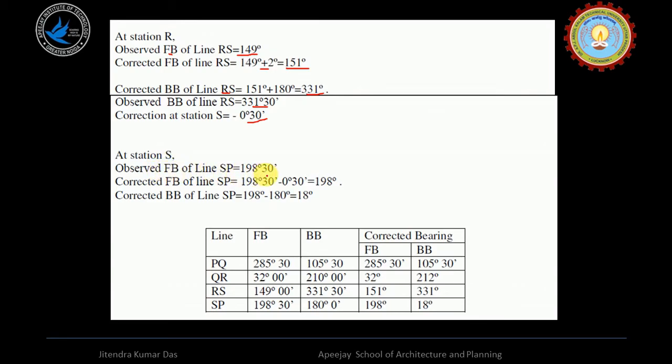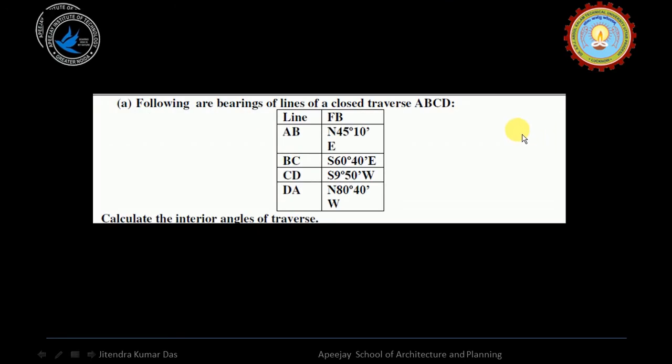At station S, the observed forward bearing value is 198 degrees 30 minutes. The correct forward bearing is 198 degrees 30 minutes minus 0 degrees 30 minutes, so actually it is 198 degrees. The correct back bearing of line SP is 198 minus 180 degrees, that is 18 degrees. So we can add a table to it, and these are the correct bearings. So the correct back bearing and fore bearing values we can easily find, and we can also say the points where local attraction is existing. So this was the first problem, and the same problem may come in the exam.